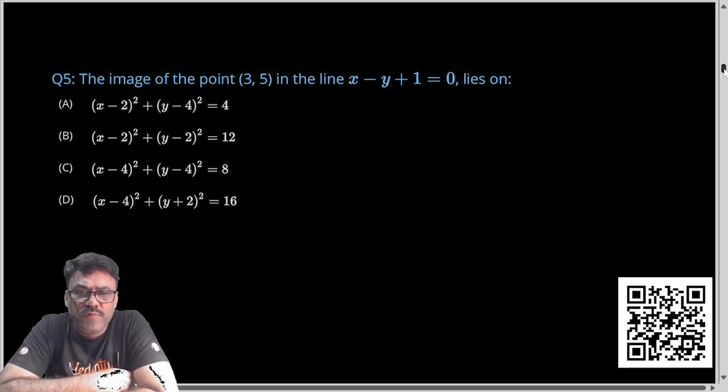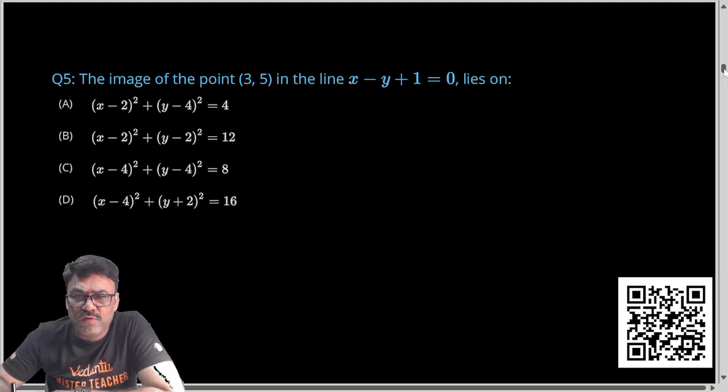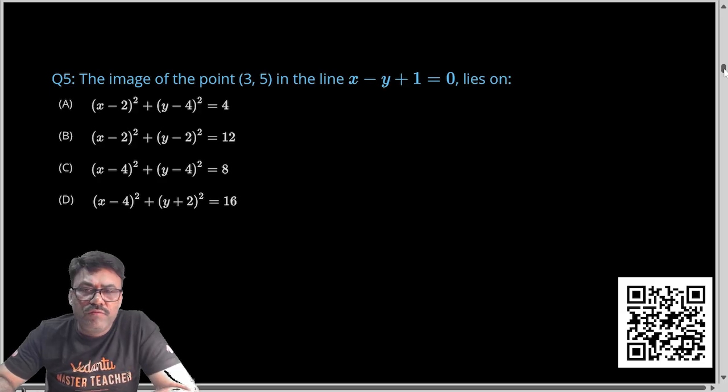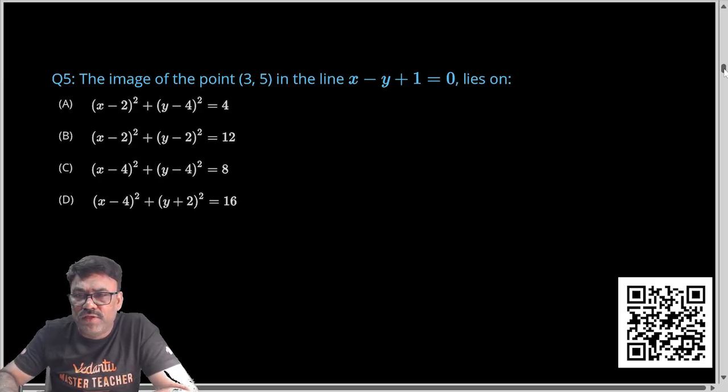The image of the point (3, 5) in the line x minus y plus 1 equal to 0 lies on which of these? So the question is based on a straight line. If I take the image of the point (3, 5) in this line, then whatever image I am getting, that image will satisfy which of these equations, right? So what I will do, I will first find the image of (3, 5) with respect to this line.